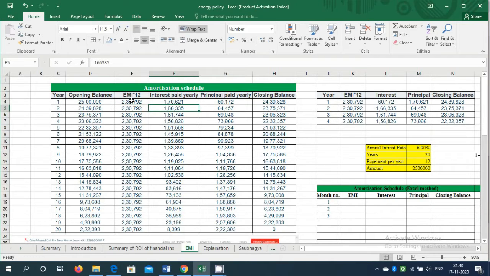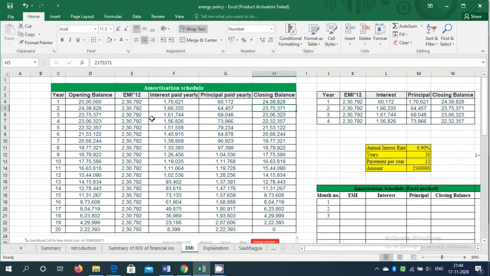Then after, interest paid is this much on the annual basis. Principal paid annually also has been calculated. Then from the 25 lakhs the principal amount is being deducted, and that remains the closing balance over here. Similarly, 25 lakhs minus 60,000 comes to 24 lakhs 39,800 or so. Similarly, from 24 lakhs 39,800, 64,000 we are deducting. In this way we are finding this.